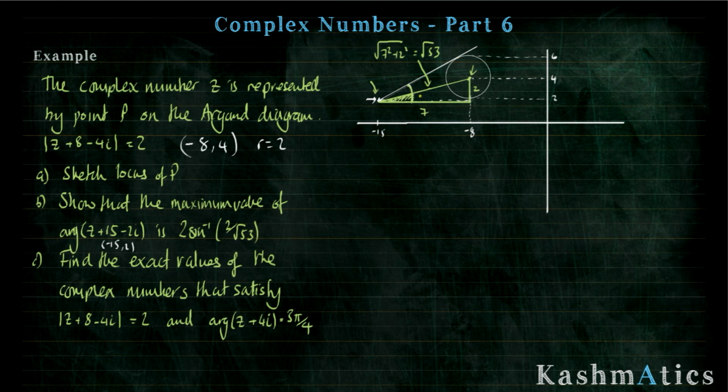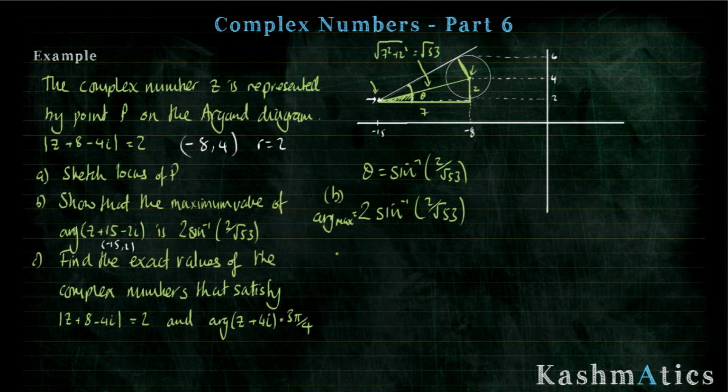Right, so I'm just going to mark an angle theta, so that angle there. Now remember, that is half the angle I need, because these two triangles, if I mark this one on, the triangle up here is identical to the triangle down here. So theta would be the inverse sine of the opposite, which is 2, divided by the hypotenuse, which is root 53. So the angle I need is 2 times the inverse sine of 2 over root 53. So that's the maximum argument that I'm looking for. And that's part B done.